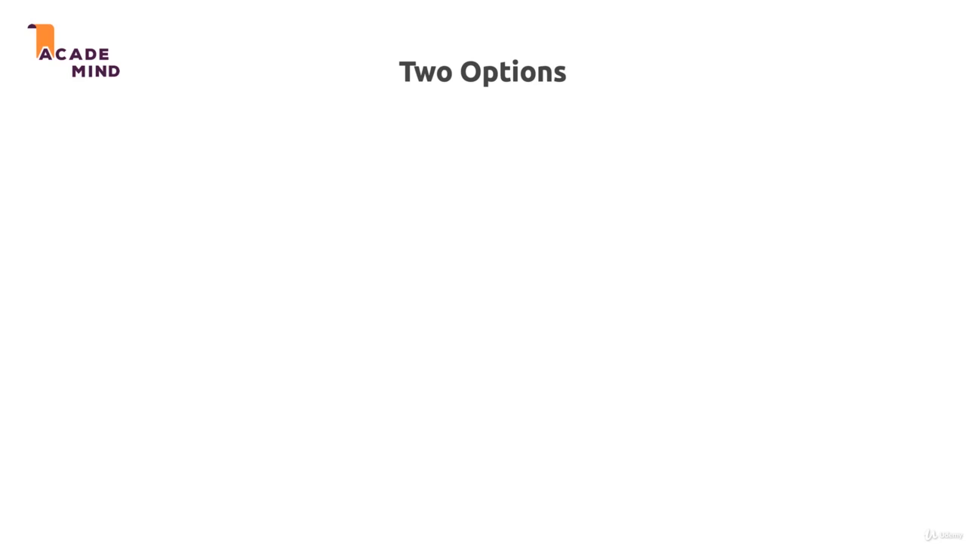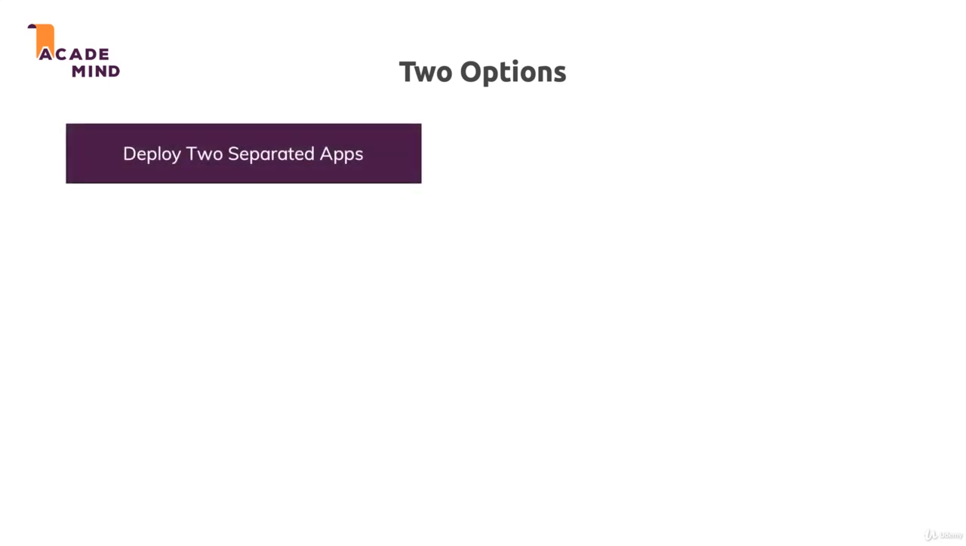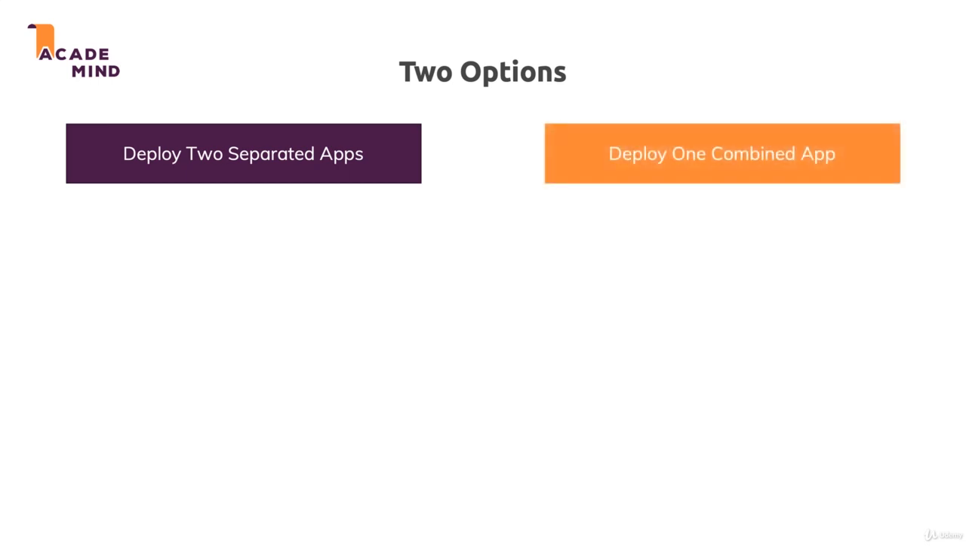When it comes to deploying MERN apps, I see two main options on how you could do that. The first option, probably the better one or the more common one, is that you deploy two separated apps. And with that, I mean that you use two different servers. I will come back to that. The other option is that you deploy one combined app, so all on one server.